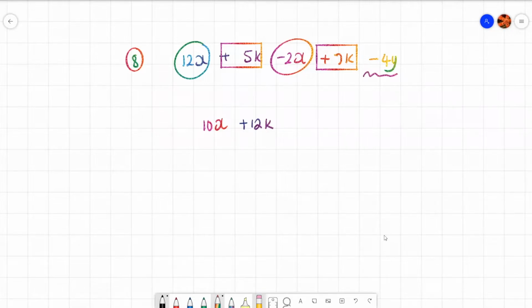Well, there's no other y's there, so I can't really add or subtract the y. So I'm just going to write that at the end. And this is going to stay as it is because I can't collect the like terms any further. I have got x, k and y. They're not the same letter, so nothing can be done. So I've got to leave it how it is.